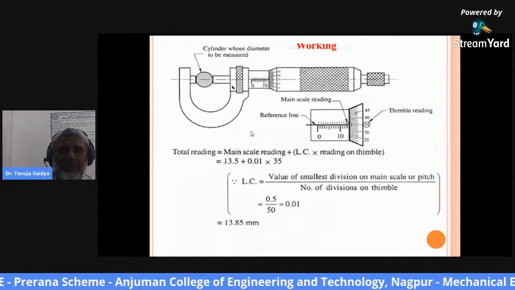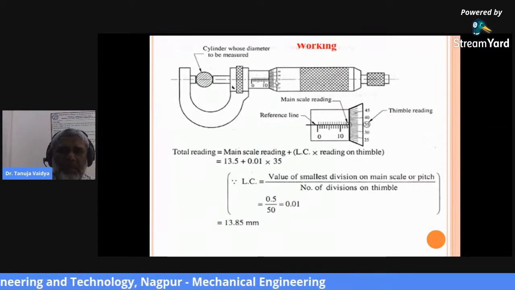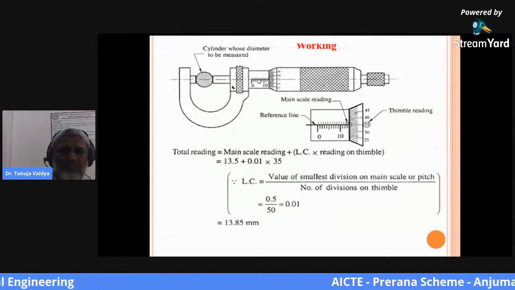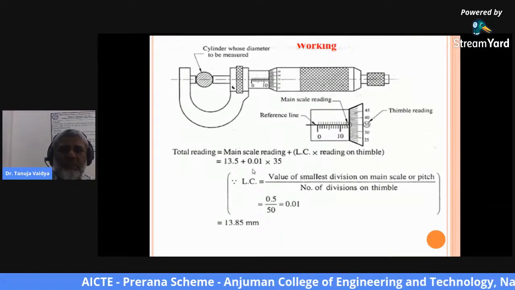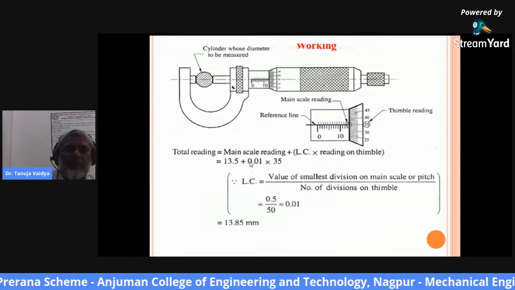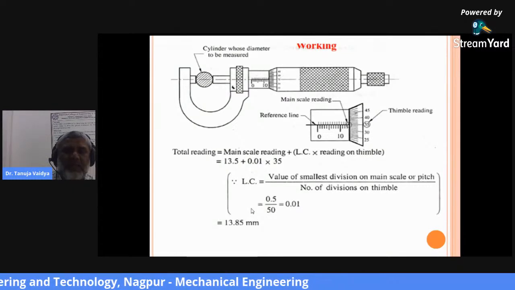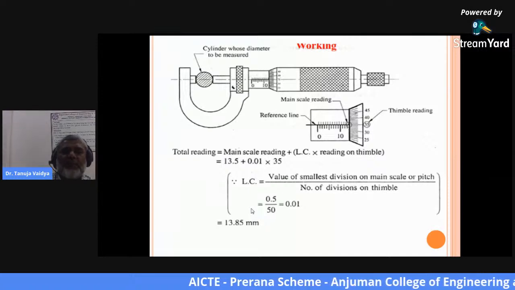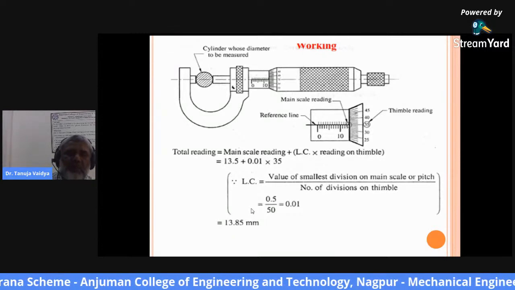Suppose here the main scale reading is 13.5, the least count is 0.01, and the 35th graduation on the thimble scale is coinciding with the axis of the main scale, so it will be 35. So the reading will be 13.5 plus 0.01 into 35, which is equal to 0.35. 13.5 plus 0.35, the answer is 13.85. So up to 2 decimals, it gives you very accurate readings with the help of these micrometers.